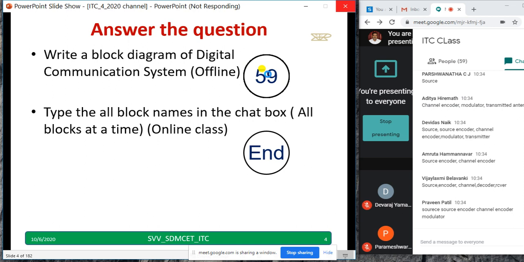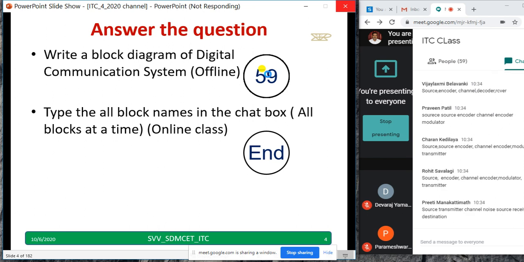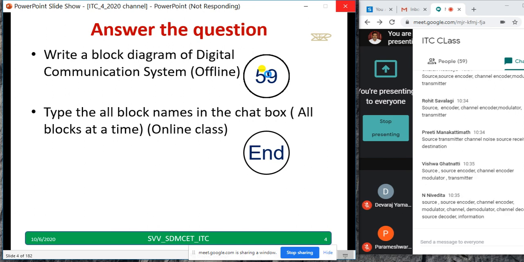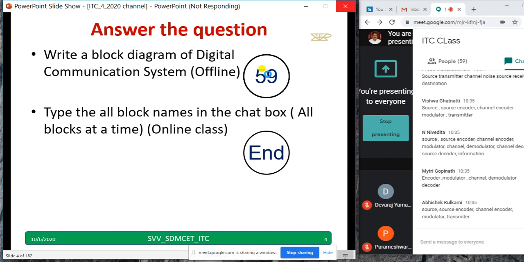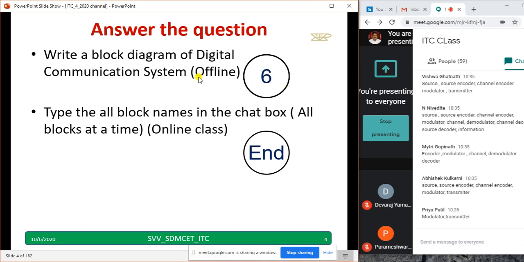Source encoder, channel encoder, modulator, Praveen Patil, correct. I want all at the receiver side also, complete. Rohit, Savalgi, Preeti has typed transmitter, okay. And whole communication system means you have to include receiver also. Very good. Nivedita has typed almost all. Source, decoder, information source, everything she has typed. Nivedita, very good. Let me go to the next slide.